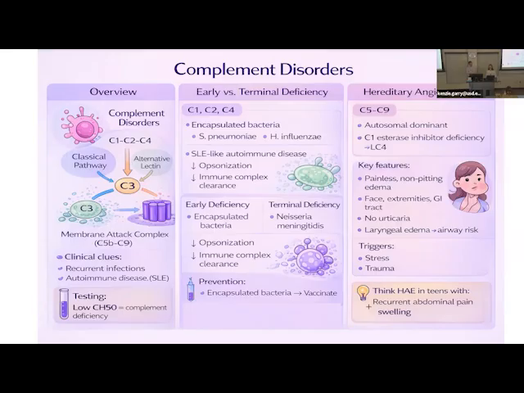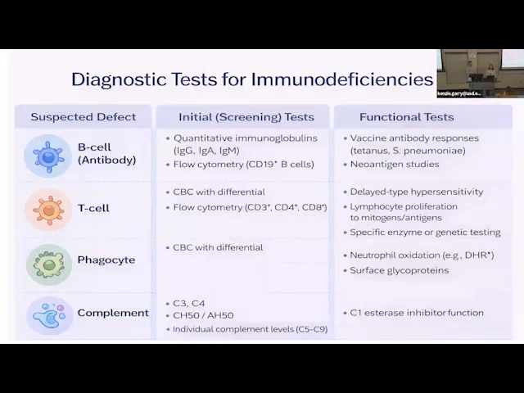And for complement deficiencies, you can do the CH50 test. If you have any deficiency in any of the complements, C3, C4, wherever, it will come up as irregular. And lastly, some diagnostic tests for immunodeficiencies.